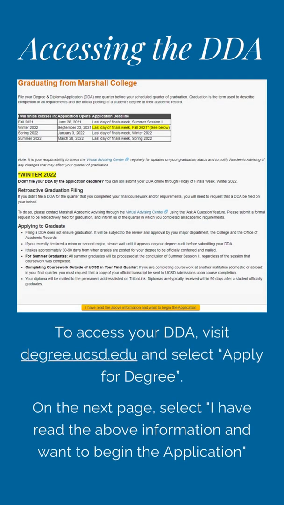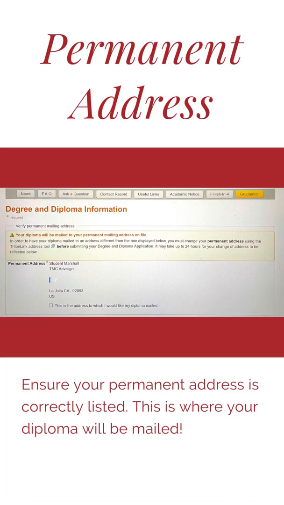To access your DDA, visit degree.ucsd.edu and select Apply for Degree. Review the information on the next page and then select I have read the above information and want to begin the application. The first thing you will be asked to do is to verify your permanent mailing address.